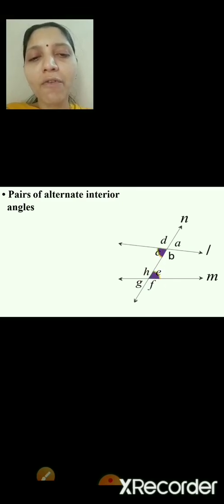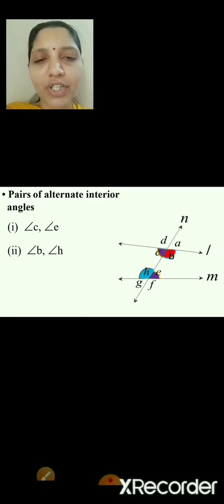So what will be the first pair of alternate angles? Yes, angle C and angle E. What will be the next pair? Angle B and angle H. So these are the two pairs of alternate interior angles.